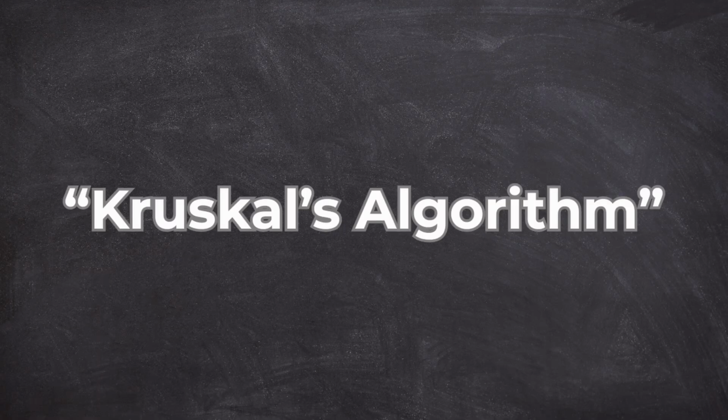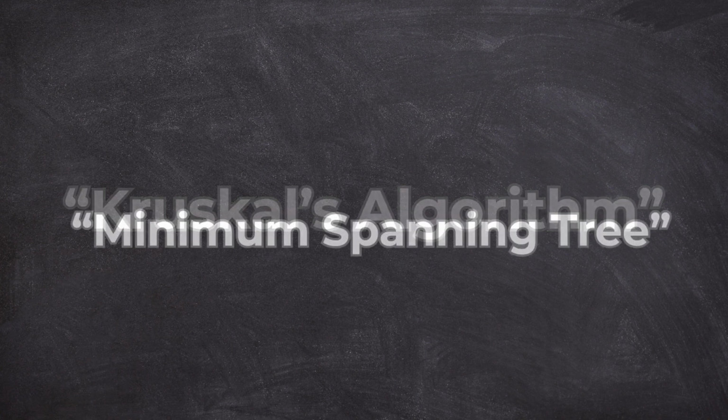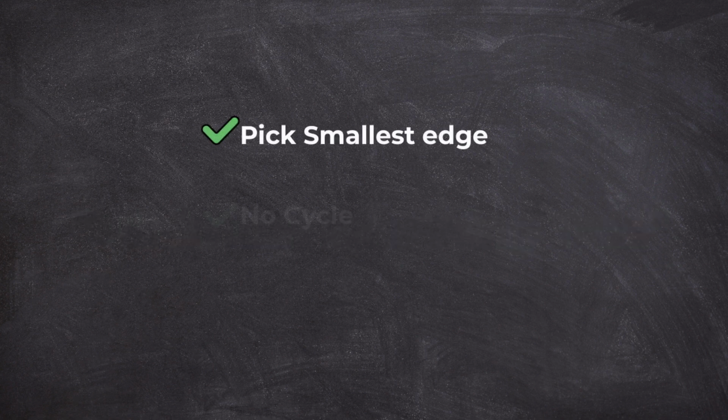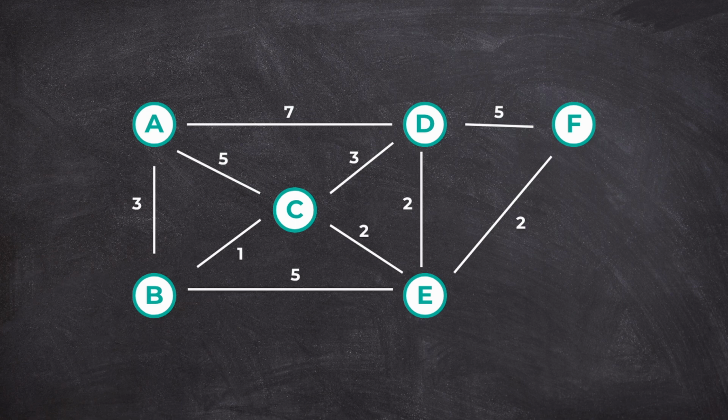Today we're going to learn about Kruskal's algorithm on a connected weighted graph. Kruskal's algorithm is used to find the minimum spanning tree. Basically, what Kruskal's algorithm does is always pick the smallest cost edge without creating a cycle. Let's run Kruskal's algorithm on this graph.